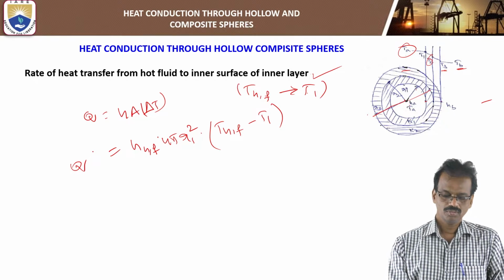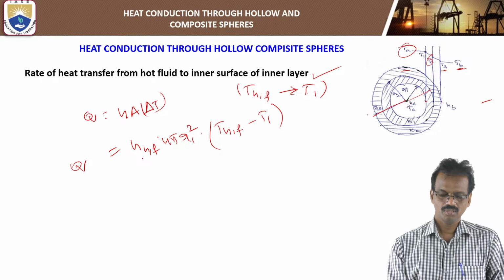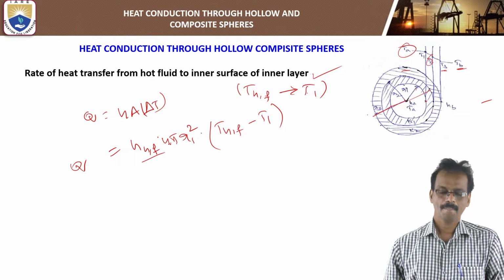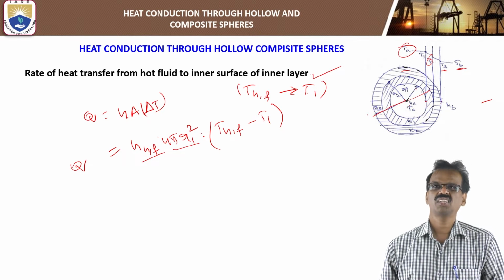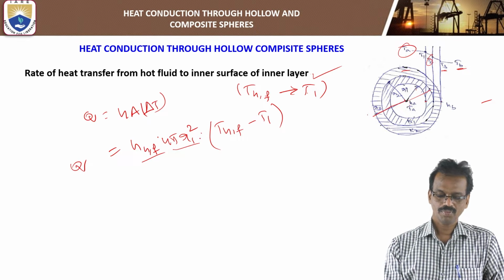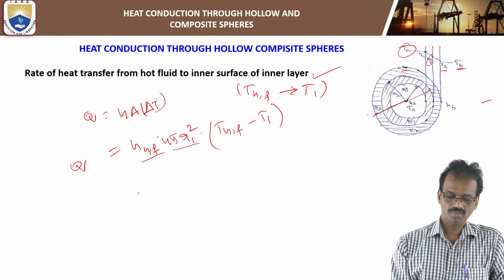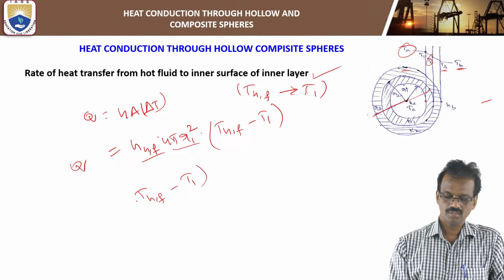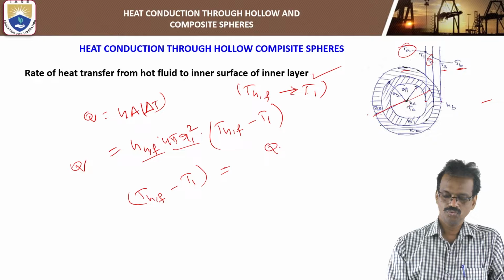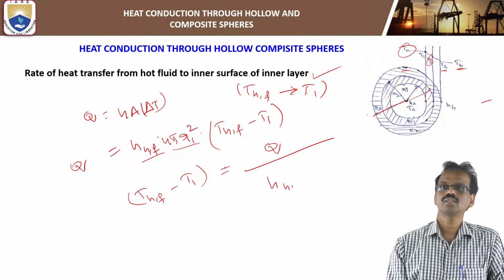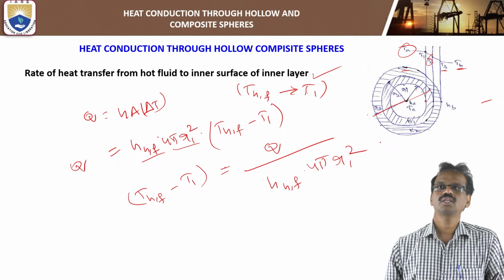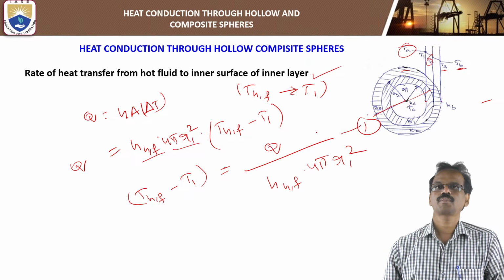So Q is equal to the rate of heat transfer of the hot fluid into the inner surface area of the sphere, 4 pi R1 square, into the temperature difference. You can rewrite it like this: the temperature THF minus T1 is equal to Q by HF, hot fluid, into 4 pi R1 square. This is equation 1.